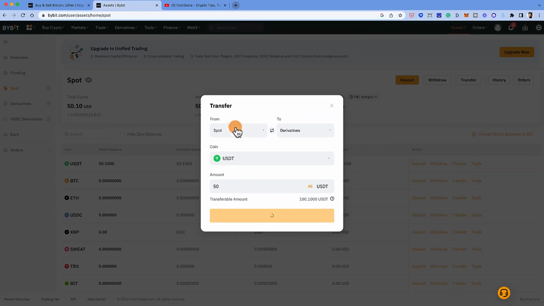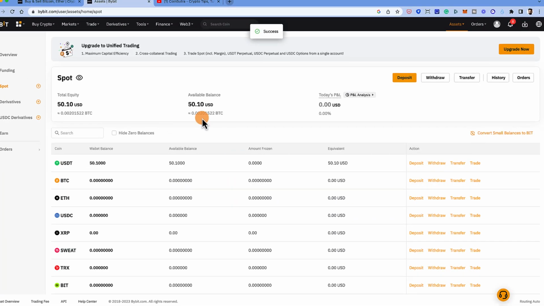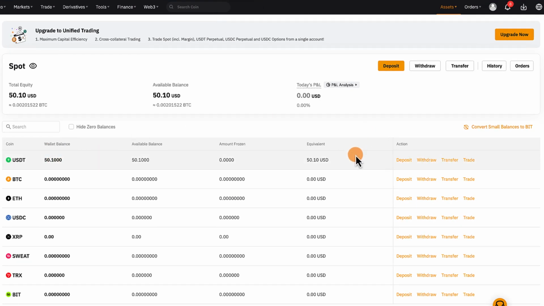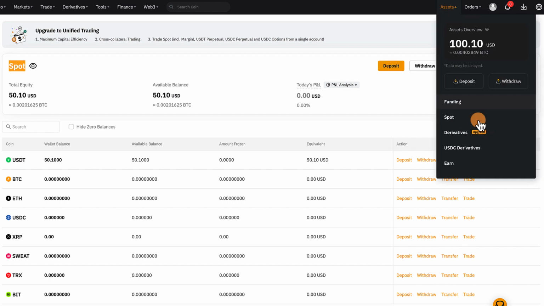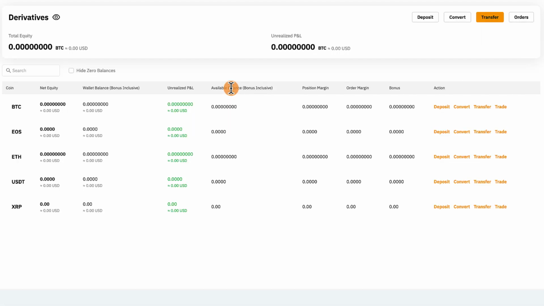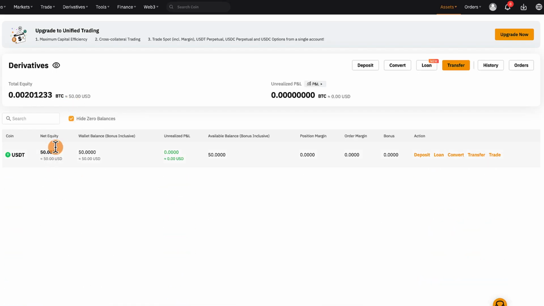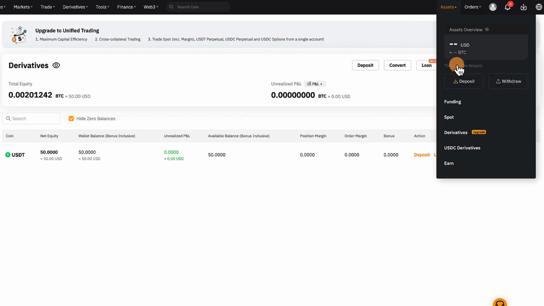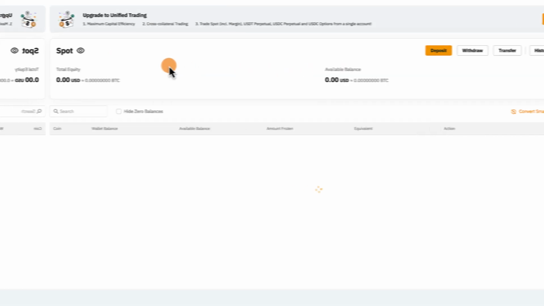Now what just happened is on my Bybit account, I've just transferred 50 USDT from my spot account to my derivative account. Now the spot account balance is here, which you can see. Now if we go to derivatives, and let's hide the zero balance, we can see we have $50 here as well. Right, and here we can then start trading on the derivative market, but let's stick to the spot market for now, and then we'll talk about derivatives later.